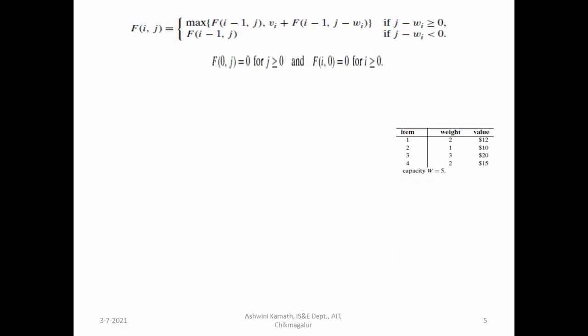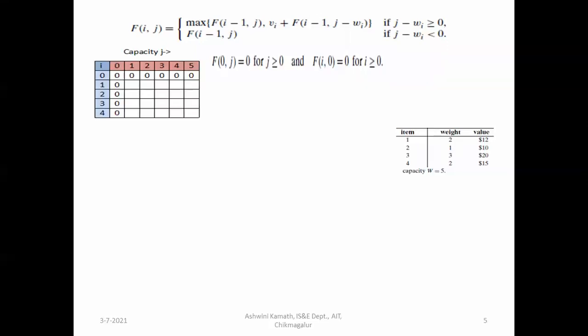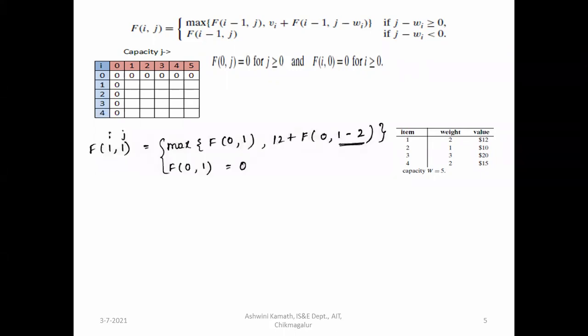And we know that the first row and first column will be equal to 0, right? So you can notice that the capacity of the knapsack is equal to 5, so it goes from 0 to 5, 6 columns. And we have, sorry, 5 rows, that is the number of items plus 1, 0 to 4, 5 rows we have. Okay, so according to the problem, let us get the value for f of 1 comma 1.